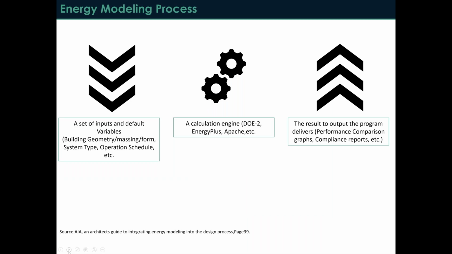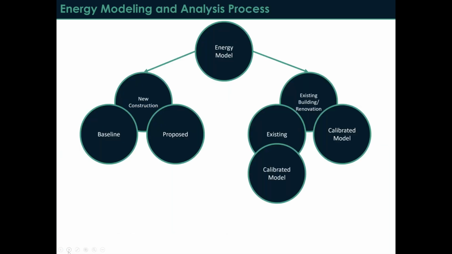So if we want to take a look at the general overview of the energy modeling process, there are a set of inputs and default variables, there is a calculation engine, and there are outputs, which the program delivers. The inputs and default variables can be building energy, geometry, massing, form, system types, operation schedules, etc. For the engine, we can use different engines that I will talk about, and the energy output can be performance comparison graphs, compliance reports, etc.